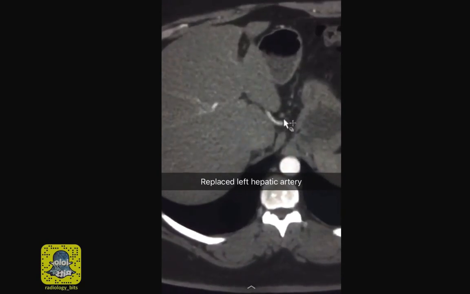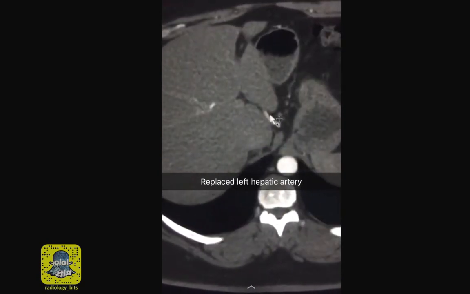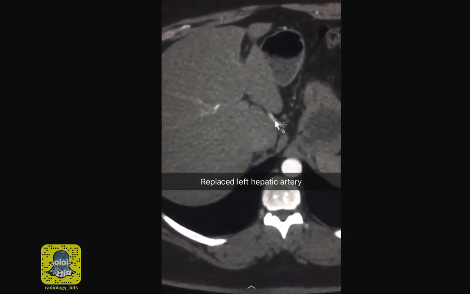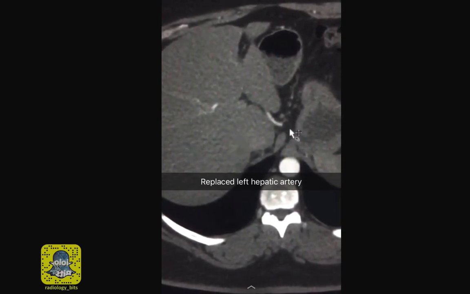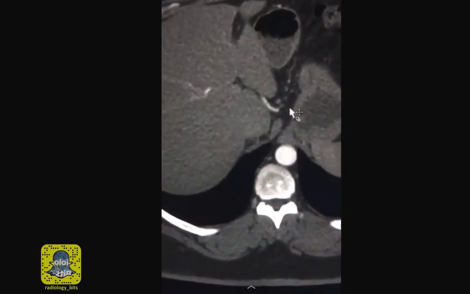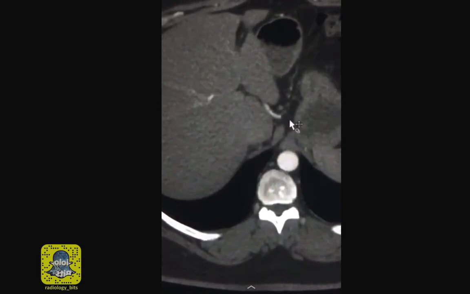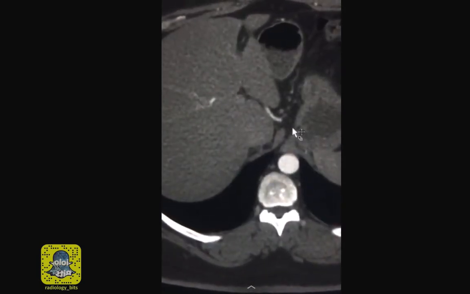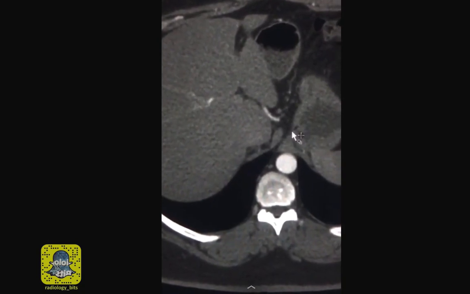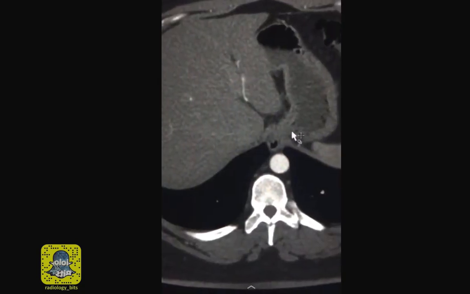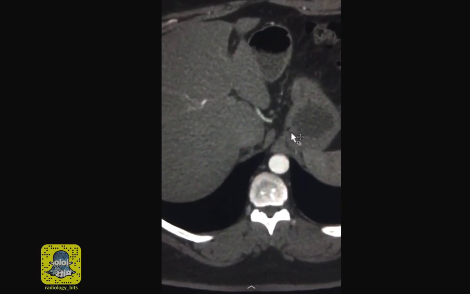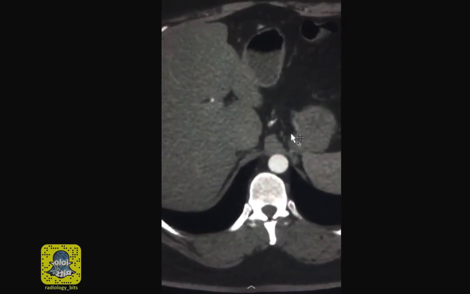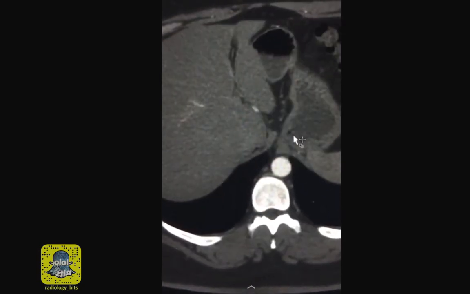This is a very common variant, which is called a replaced left hepatic artery, arising from the left gastric instead of the hepatic. Such vascular variations are significant when it comes to treating hepatic lesions, whether by endovascular or surgical options, and should be mentioned in your report, since that's a very significant piece of information to the sending physician or the surgeon.